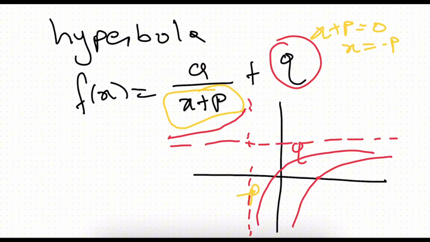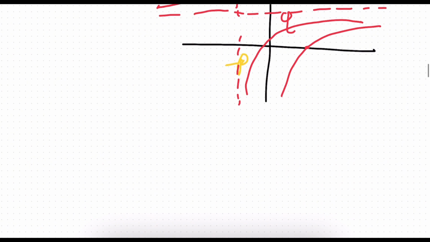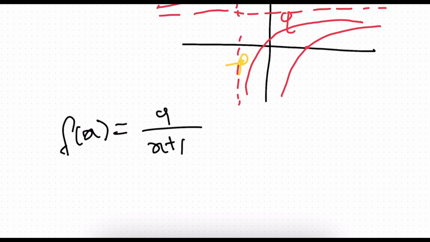So now, one thing I wanted to quickly dive into is the following. Since you have your hyperbolic equation being a over x plus p plus q, there is this thing called shifting your graph. So if you want to shift your graph, like you shift your asymptotic line along the x-axis, you literally add or subtract things in your p value, right?